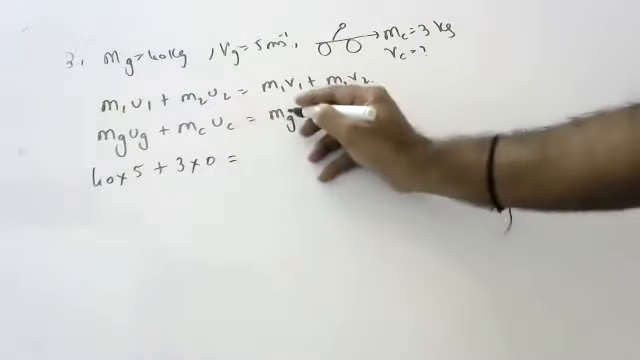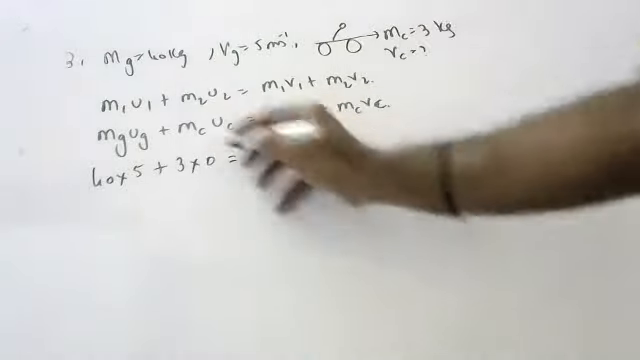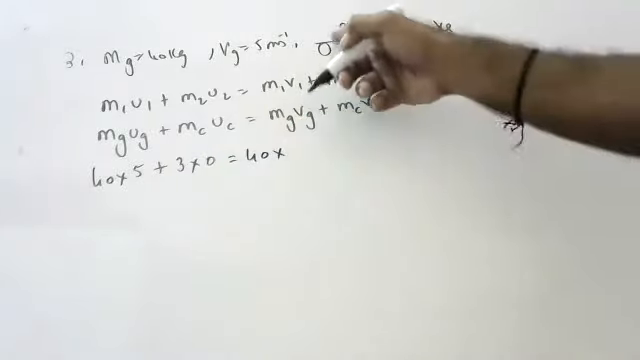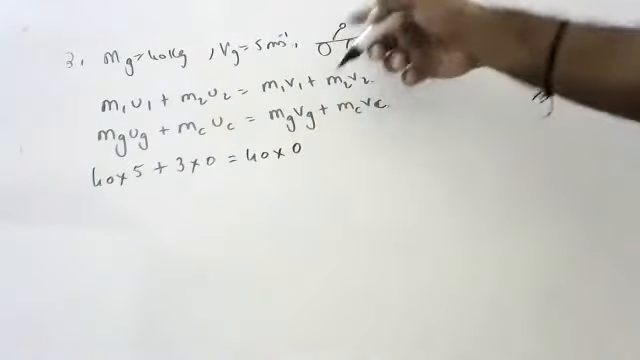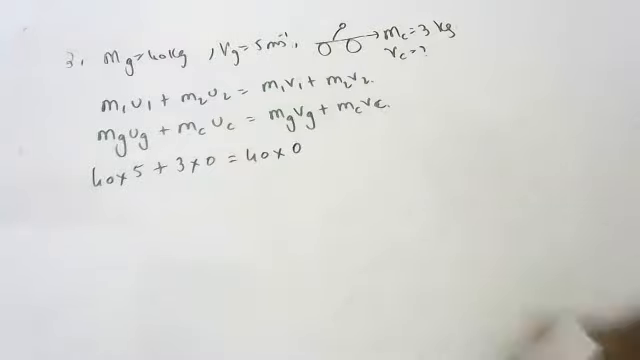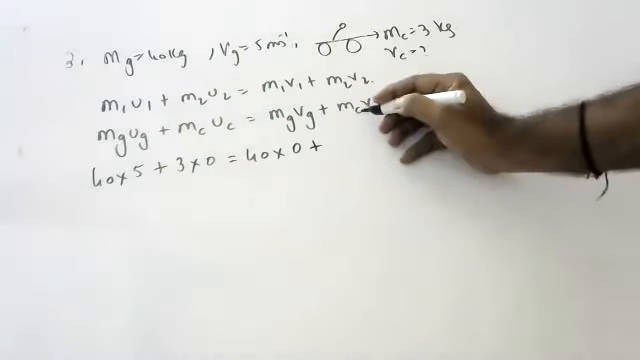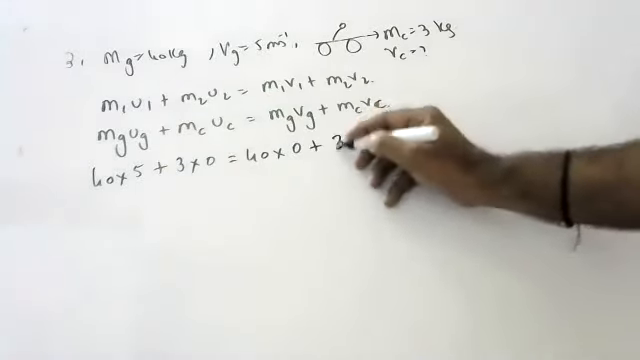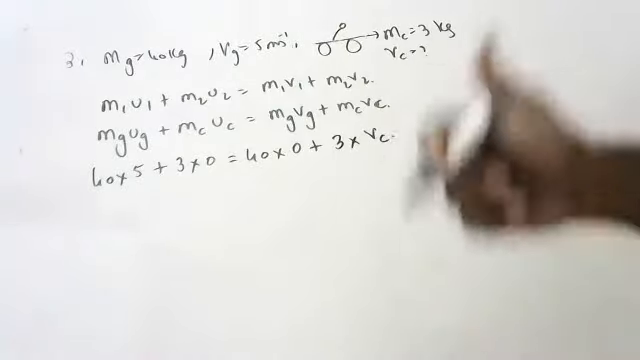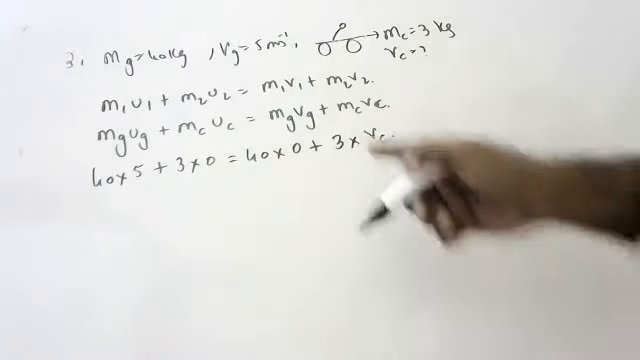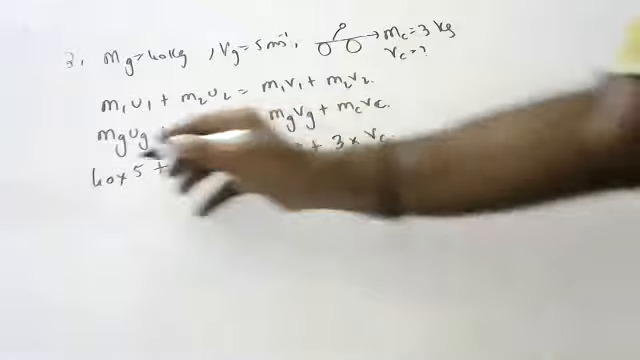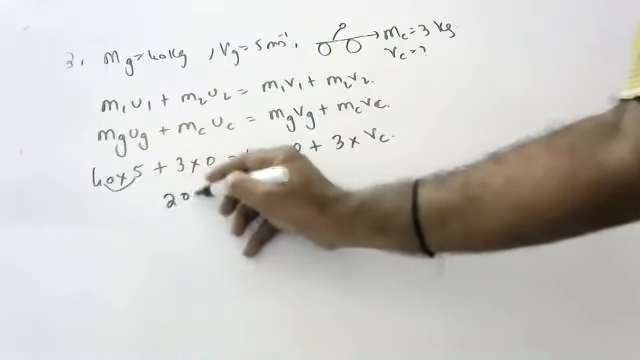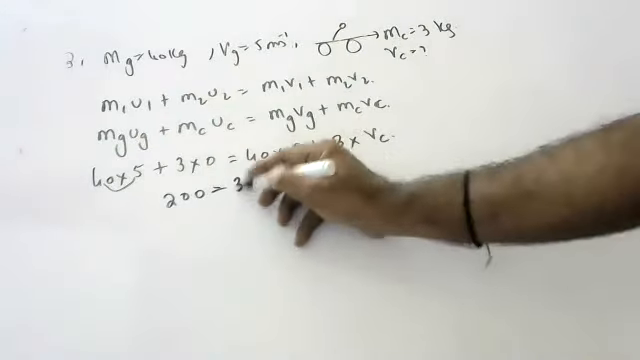Mass of girl is 40 kg. After jumping, she will come to rest on the cart, so 0. After jumping, she will sit there and she won't run on the cart. Mass of cart is how much, children? 3 kg. We have to find the velocity of the cart after she jumps. This is 200. This is 3.